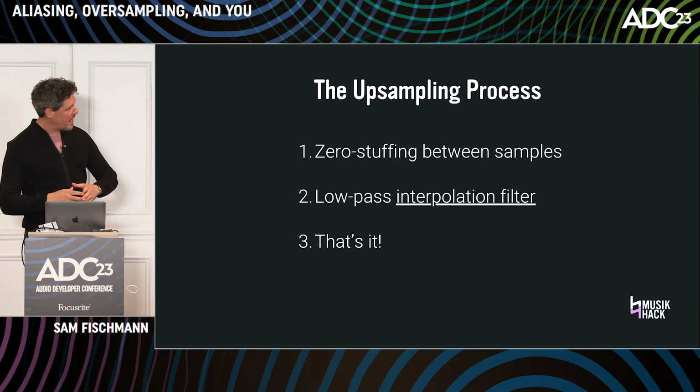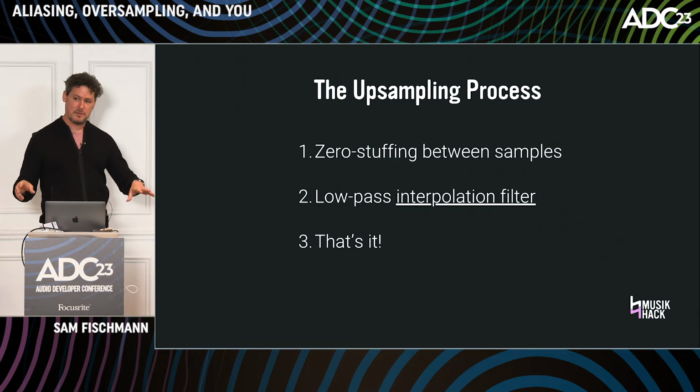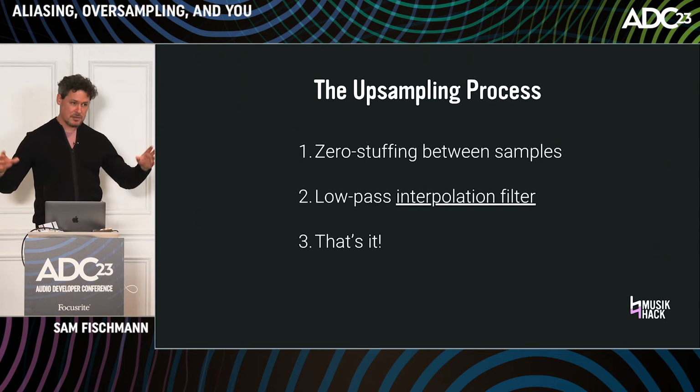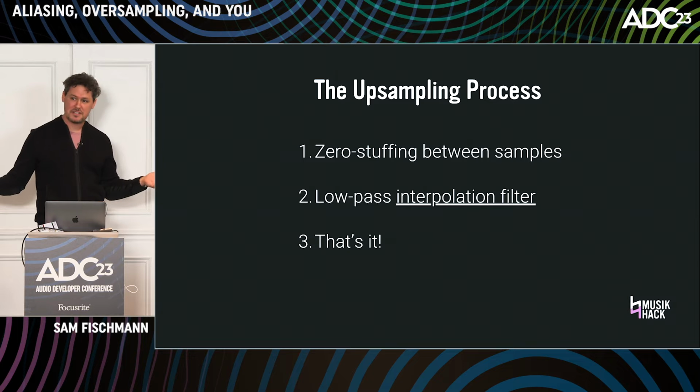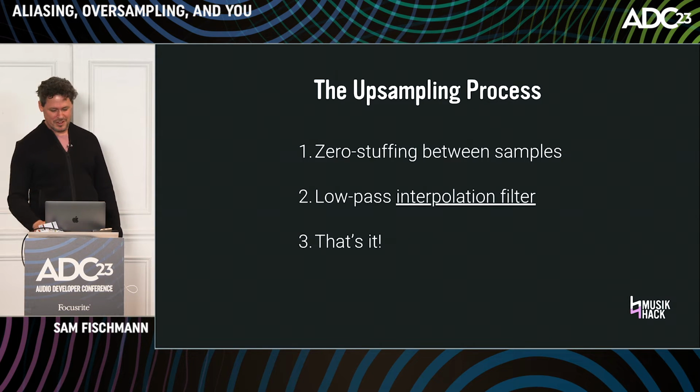We're going to start by zero stuffing between the samples. So you've got a bunch of samples. We want to double the sample rate. You just put zeros in between them. That's pretty great. Whatever engine you pick, it's going to do something like this.